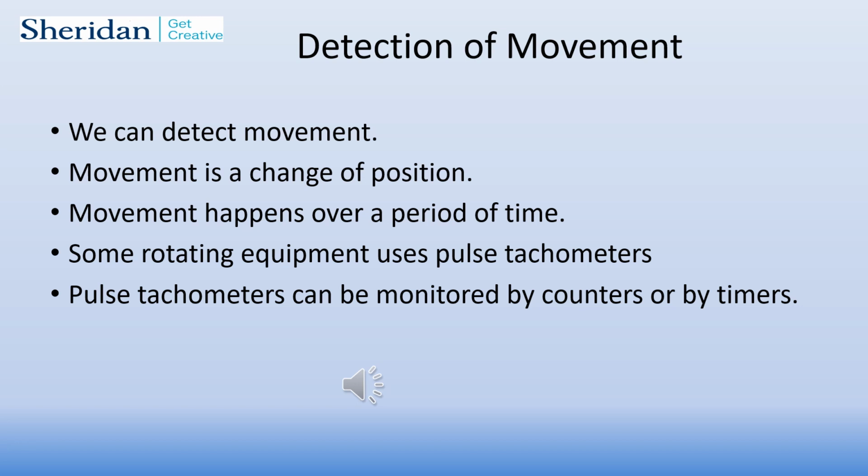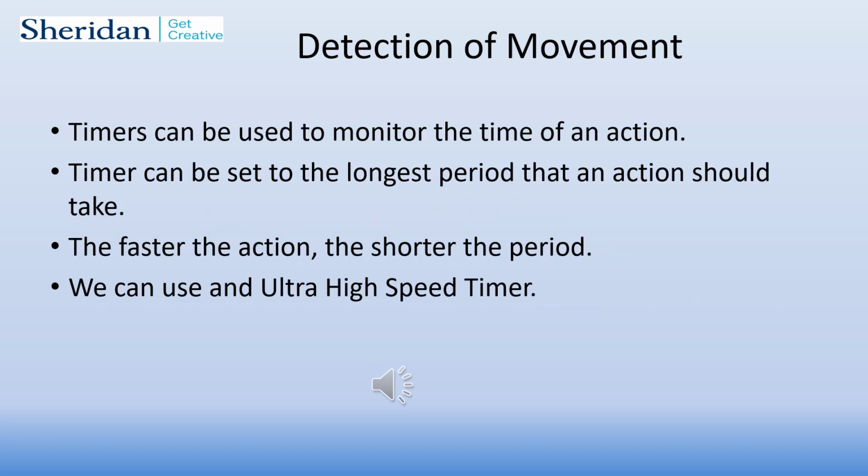Some rotating equipment uses pulse tachometers. Pulse tachometers do very much what we are doing with the striker on the end of the shaft, and they can be monitored by counters or timers. Timers can be used to monitor the time of an action or a movement. A timer usually is set to the longest period that action should take. Now, depending on the action, the faster actions require a shorter period of time. Slower actions, consequently, take a longer period of time.